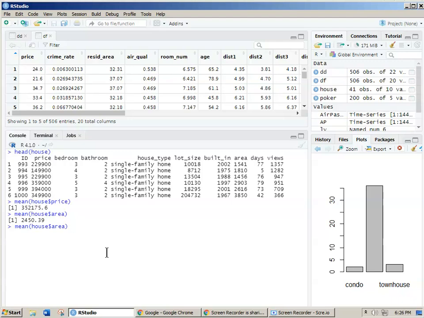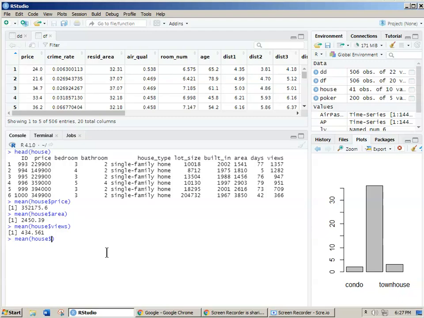We can do a, let's see, views. How many views did we have? Views. 434 people averaged the homes. Okay, so some homes got more views than others, but the average was that, as you see. All right, built in. What was the average?